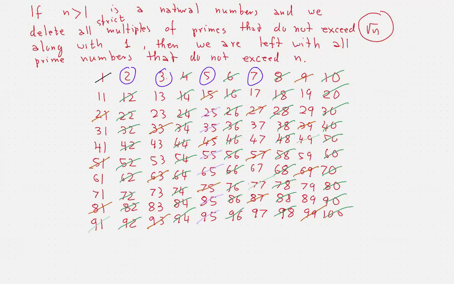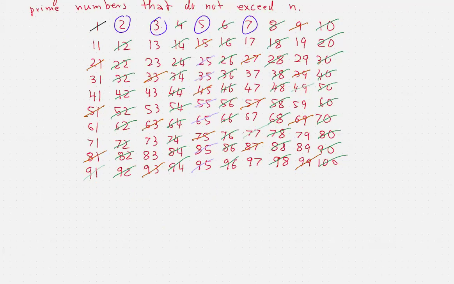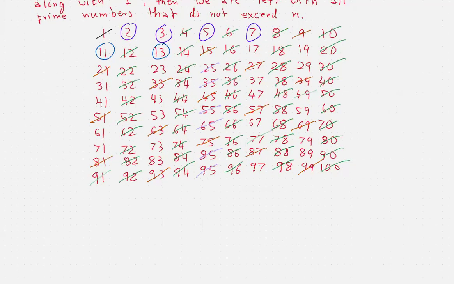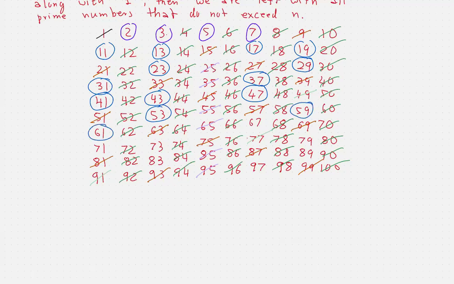So now all we need to do is circle the numbers that were not deleted in this process. So what do we have? We have 11, 13, 17, 19, 23, 29, 31, 37, 41, 43, 47, 53, 59, 61, 67, 71, 73, 79, 83, 89, 97, and that's it.